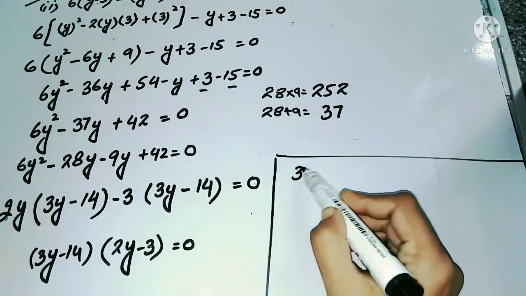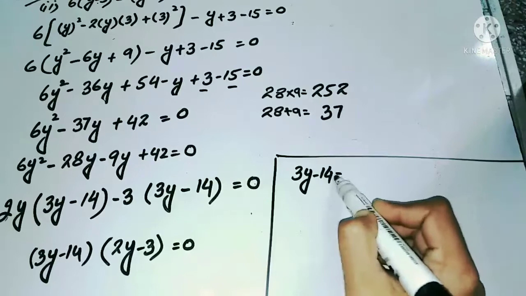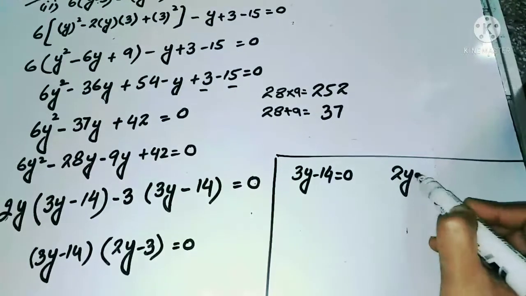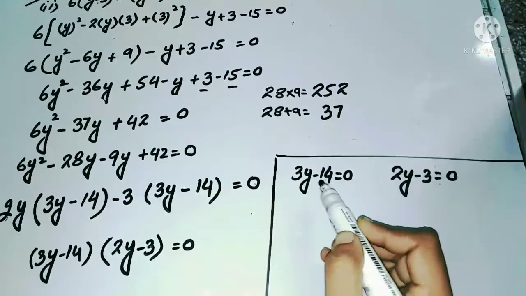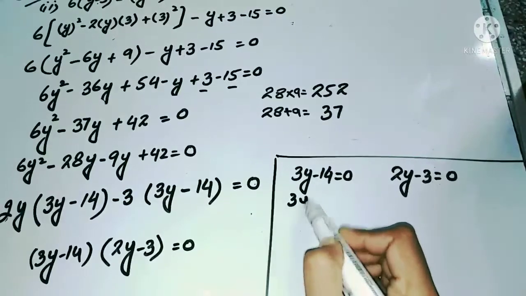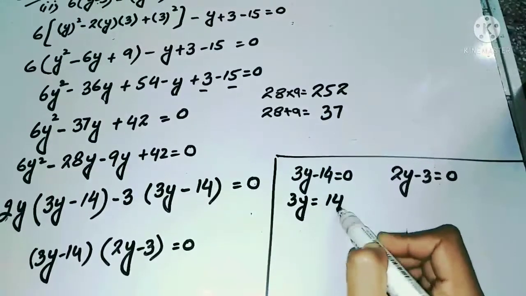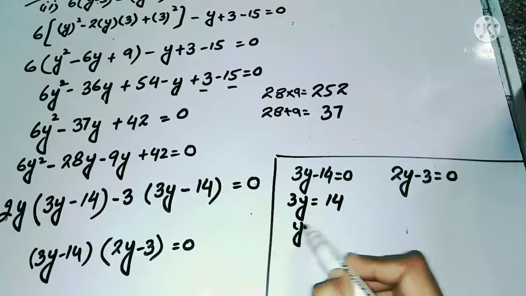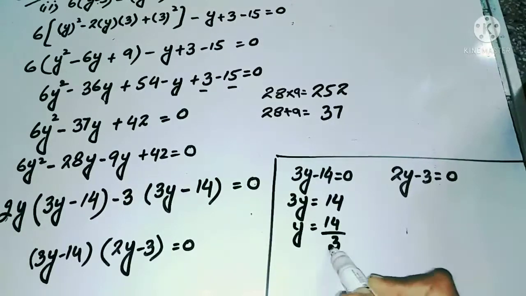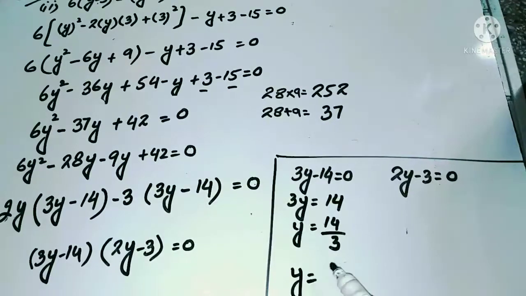Alright. So 3y minus 14 is equal to 0, and 2y minus 3 is equal to 0. 14 is subtracting over here, it will go to that side, it will be added in 0, it will become plus 14. 3 is multiplying with y, and it will come to this side, it will be divided. And when you divide 14 by 3, what do you get? 3 3s are 9, 3 4s are 12, 2 will be the remainder, and the divisor is 3. So you will get 4 whole 2 by 3.